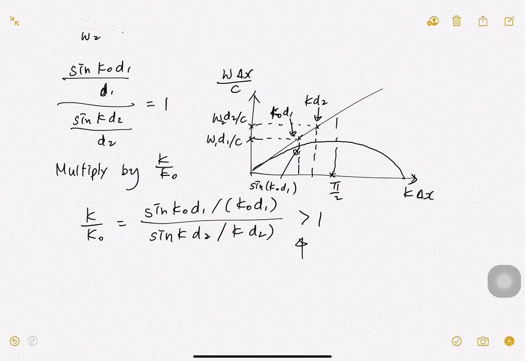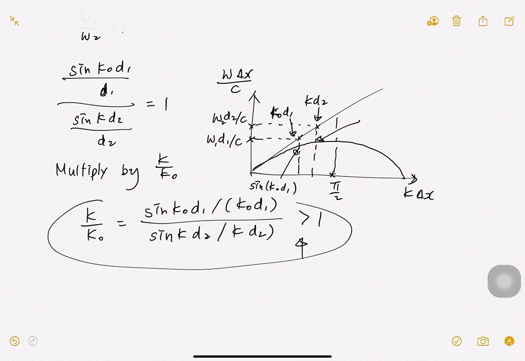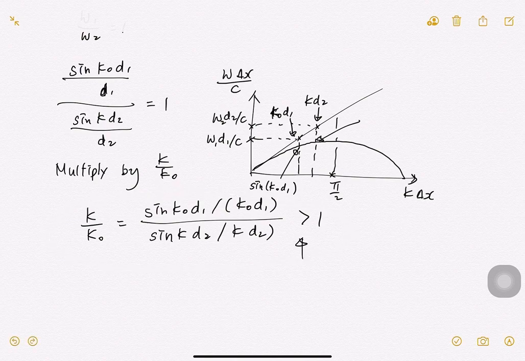It's hard to explain this relation, so that's why I'm drawing you this graph. So that you know why this expression is larger than 1. And this is k delta x.